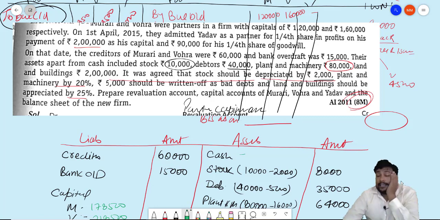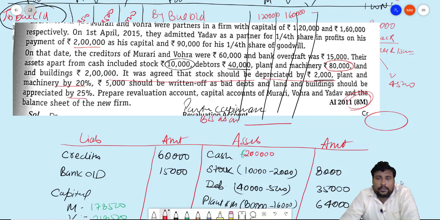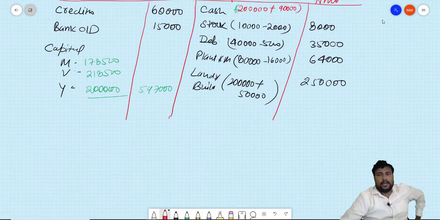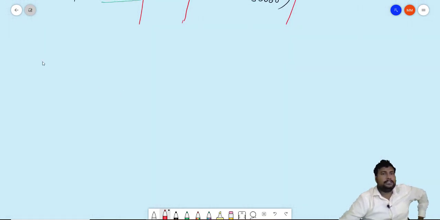So for the cash, a little extra work has come up, we will have to do some work for the cash. Quickly, beta, how much cash is visible in the question? 2,00,000 rupees is coming as a capital, plus 90,000 is coming as a goodwill. So 2,90,000 is in front of us. But if you read this particular line, I'm just picking the question for you guys.